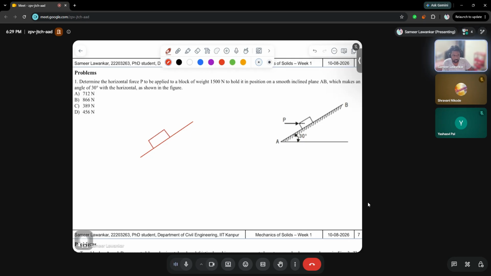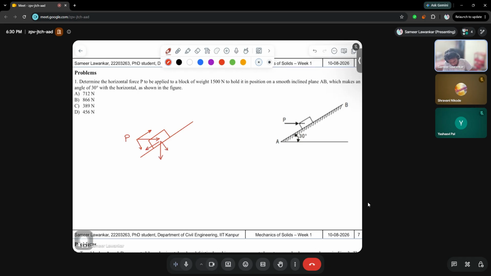So first of all, we will be creating the free body diagram for this. As you can see, the P force is acting up here, so we can resolve it into components. Similarly, the weight is acting here, which you can resolve into components again like this.